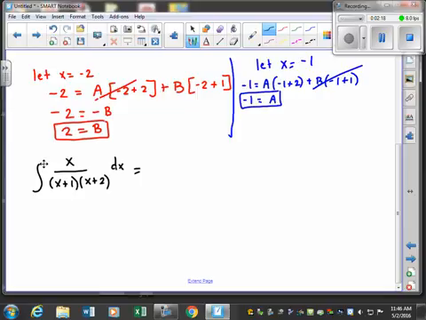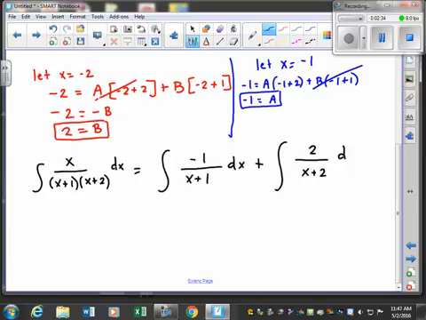Now that I have the partial fraction decomposition where A is equal to -1, I can say this term, plus, and what do we get for B? 2. And so now I could break that apart and evaluate.